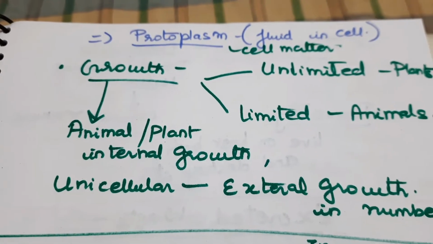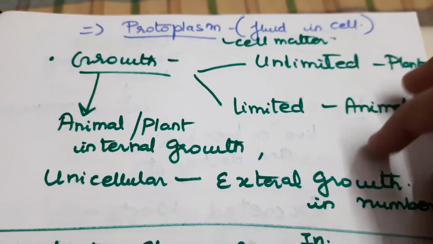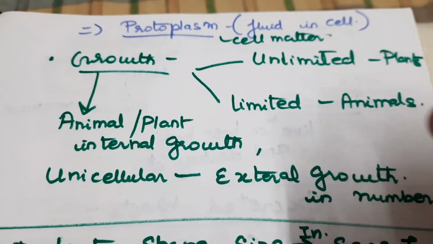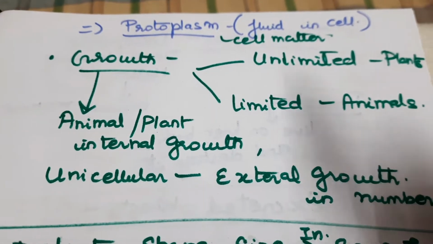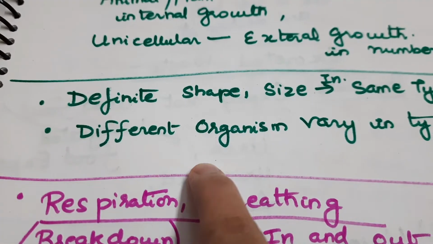But in non-living things, they grow due to some external dirt deposit or some external substance deposited on them. So they do not grow on their own. But plants, animals, and other microorganisms grow on their own.